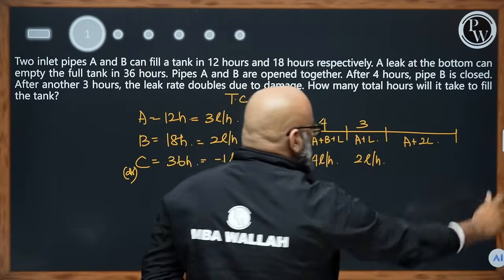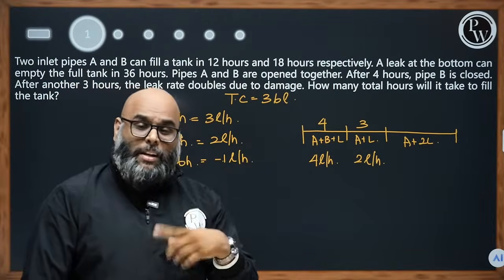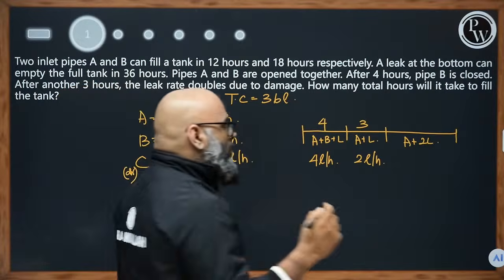And for the rest of the time, that is 3 liters, but twice the rate at which it is leaking. So that's 2 liters an hour. So 3 minus 2, I am getting only 1 liter an hour.